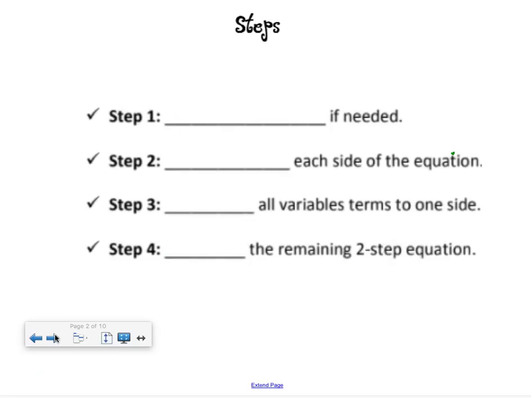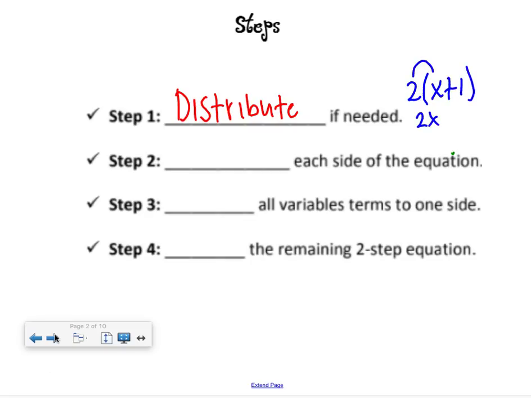All right. Your first step is to distribute if needed. So if you have any parentheses, we need to get rid of those. Okay, remember, just a little recap since I'm gone. Distributing would be like this. 2 times x is 2x. 2 times 1 is plus 2. Okay, that's distributing.